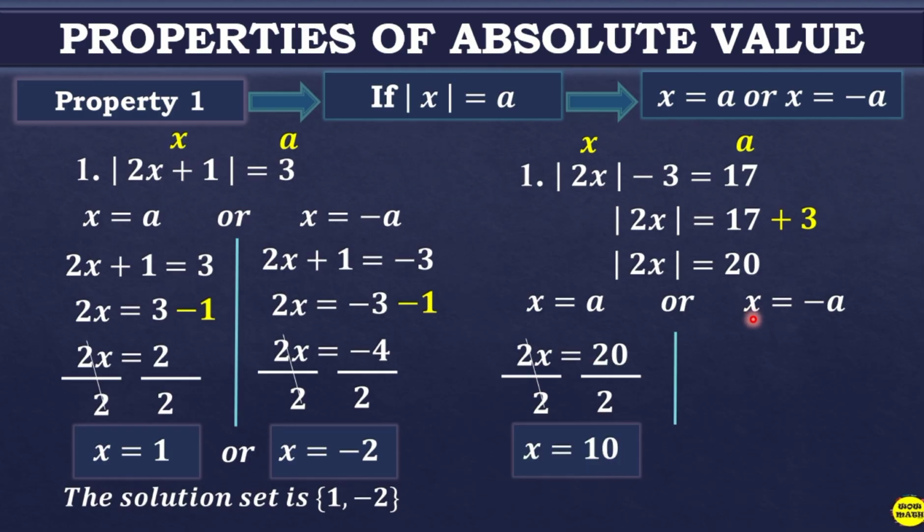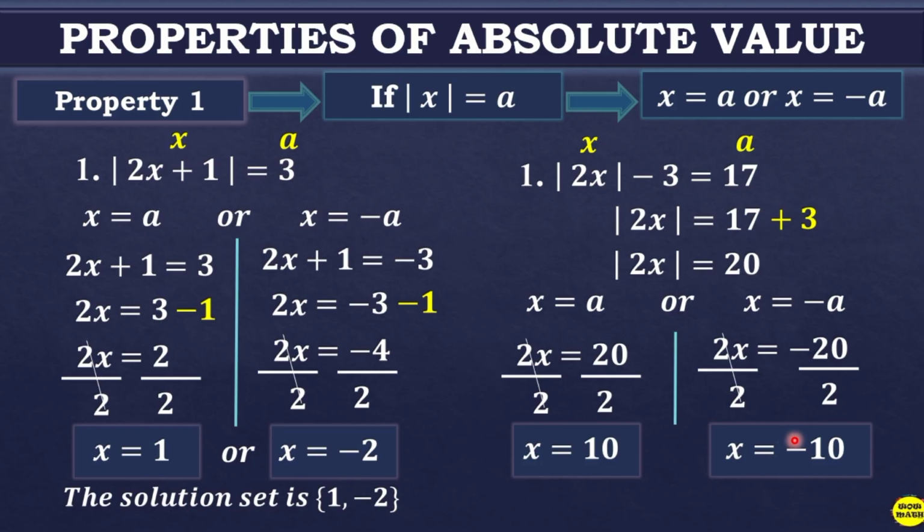Sa kabilang side, your x is 2x is equal to negative a. This is your a, diba? So, negative 20. So, divide both sides by 2. So, cancel. So, x is equal to negative 10. So, the solution set is, huwag kalimutan po yung or. Importante po yung or. So, the solution set is 10, negative 10. So, yun po yung solution niya. Ibig sabihin, ang solution niya lang po ay 10 at negative 10. Okay?